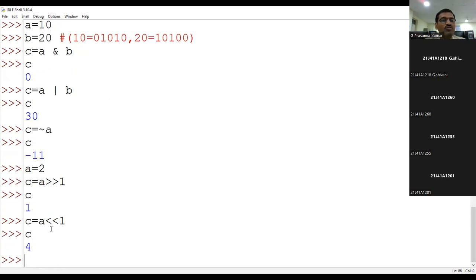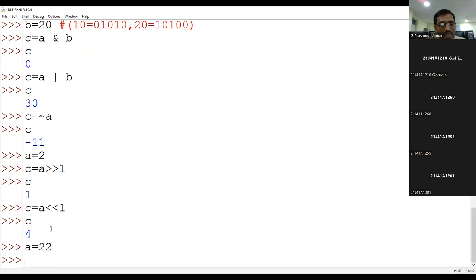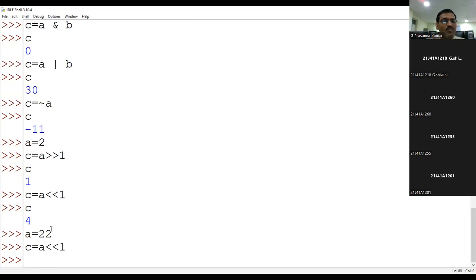C equal to 4. Here, left shift means multiply by 2, right shift means divide by 2. For example, if you use A equal to 22 and left shift, A left shift by 1 time, that is 22 into 2 is 44.